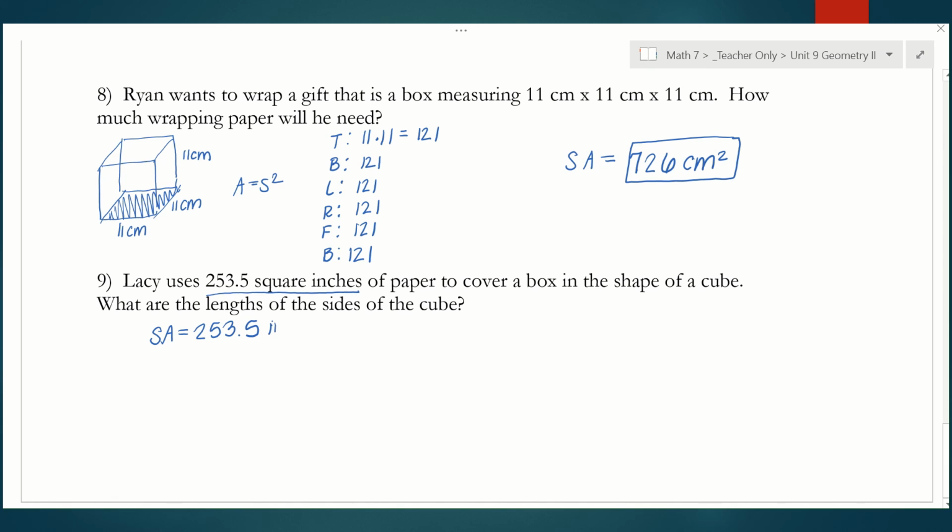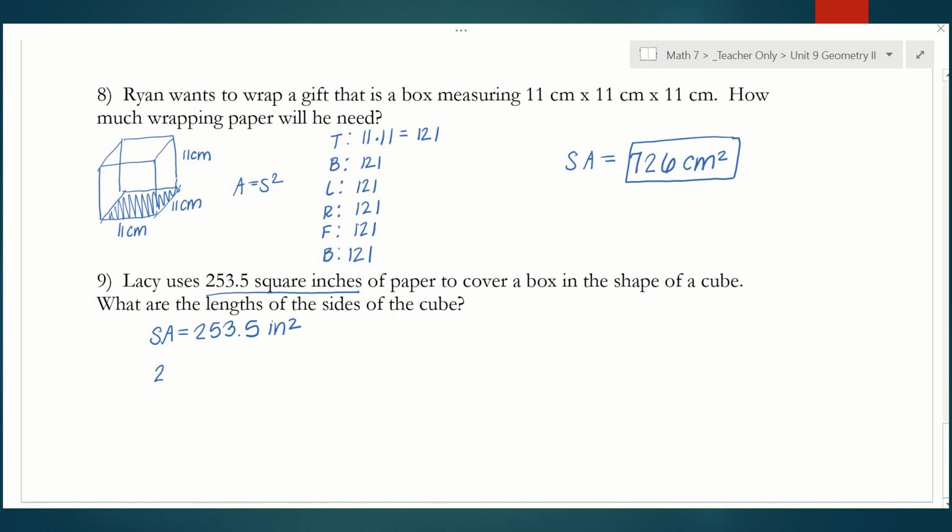So I'm just going to write that here. And what they're asking us for is what the side lengths are if this is a cube. This box is a cube. Okay, so we kind of have to think backwards a little bit here. If I know that all 6 sides of my cube, all the areas of all 6 sides, were added together to get 253.5, could I figure out what the area of one side of that cube would be? Think about that. If I know all 6 sides together is 253.5, how do I find the area of one side? You would divide by 6, right?